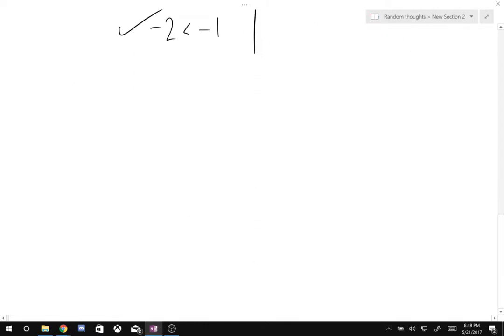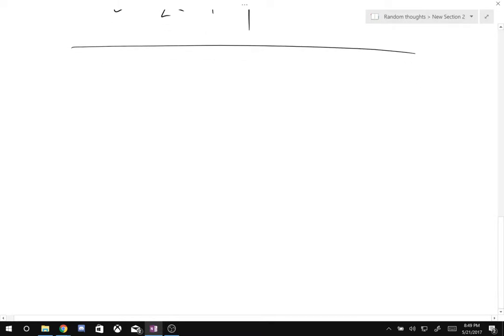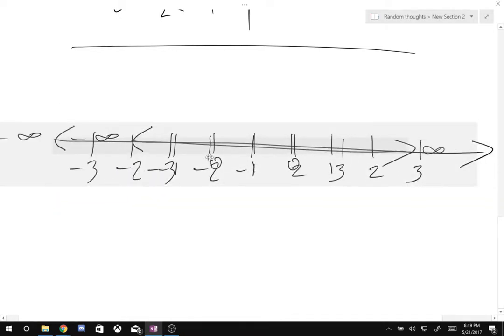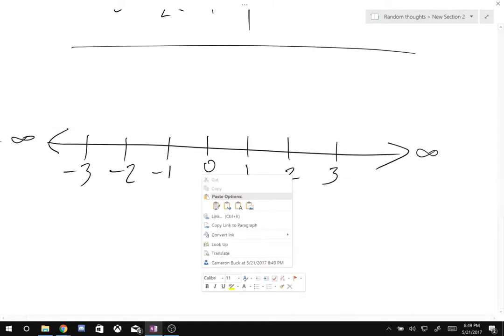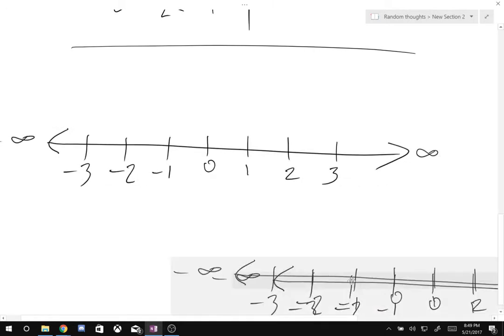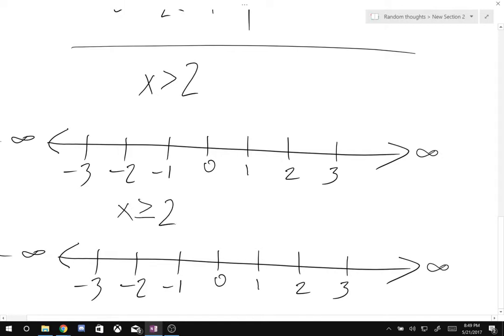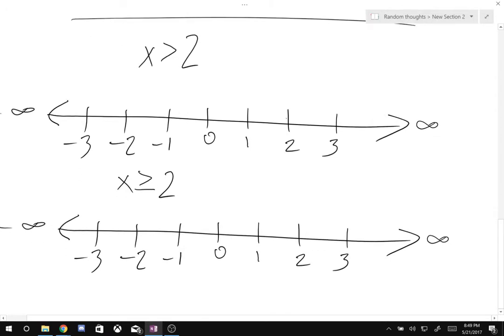Now, the only other thing that's odd about inequalities is when we graph them. So I'll start with graphing 2 on a number line. Good. And we'll get another one of those up real fast. There we go. Now, on this top one, I'm going to graph x is greater than 2. And on this bottom one, I'm going to graph x is greater than or equal to 2. They're going to look very, very similar with one slight difference.